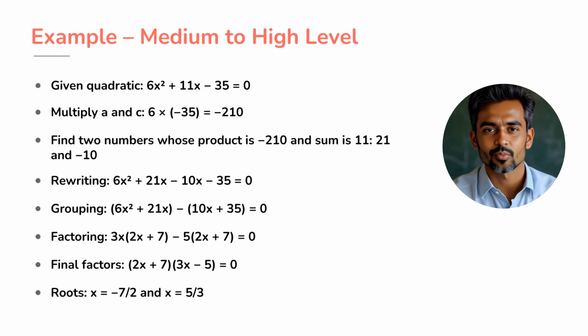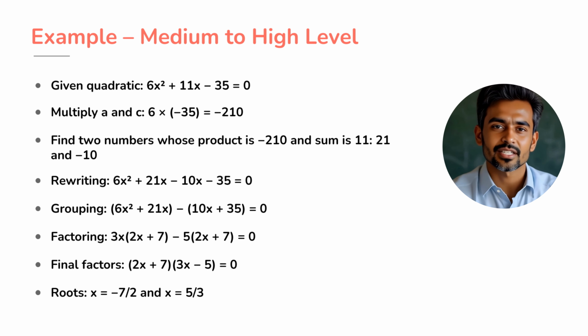Ready for a slightly more challenging example? Let's solve 6x squared plus 11x minus 35 equals 0. First, multiply a and c. 6 into negative 35 equals negative 210. Now we need two numbers whose product is negative 210 and sum is 11. The pair 21 and minus 10. Rewrite the equation: 6x squared plus 21x minus 10x minus 35 equals 0.